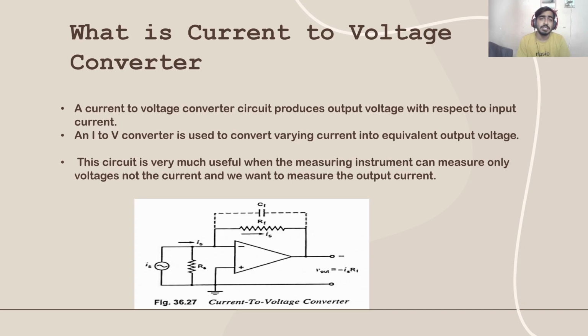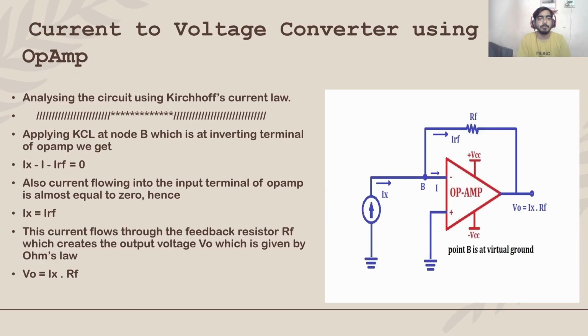One of the major advantages of using this current to voltage converter is that it is used with measuring instruments which can measure only voltage, not current, when we want to measure the current. Now I'm talking about the current to voltage converter using an operational amplifier.